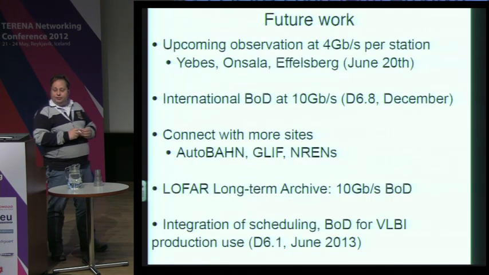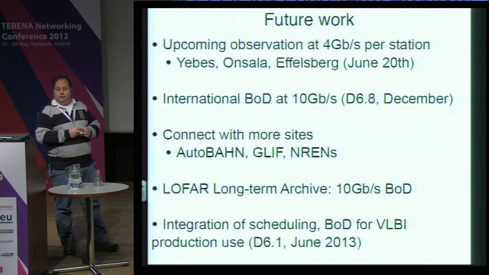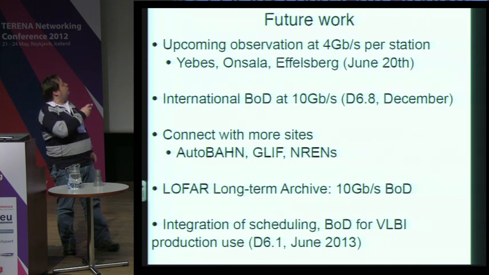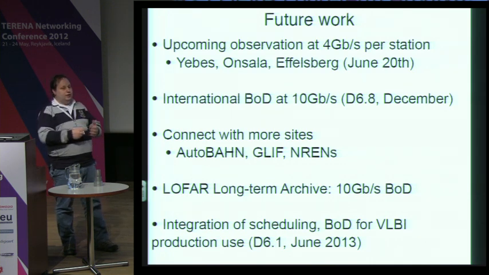And then on my final slide, the things that we hope to do in the shorter and the longer term future. Actually, on the 20th of June, we hope to have our very first observation at 4 gigabit per station. Some of that connectivity is going to be routed. Some of them might be over bandwidth on demand. It's going to be 3 stations in there. Yebes in Spain, Onsala in Nordunet, and Effelsberg. Later this year, also as a deliverable within Express, we're going to be trying the very first 10 gigabit international bandwidth on demand.